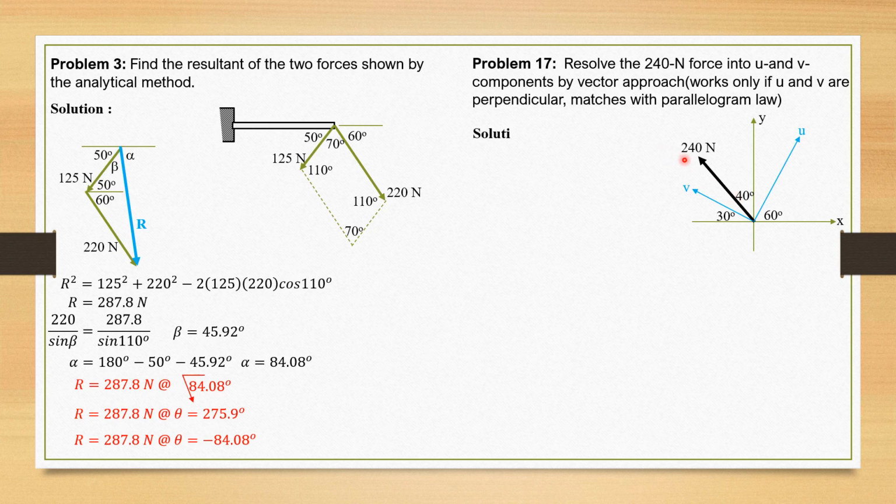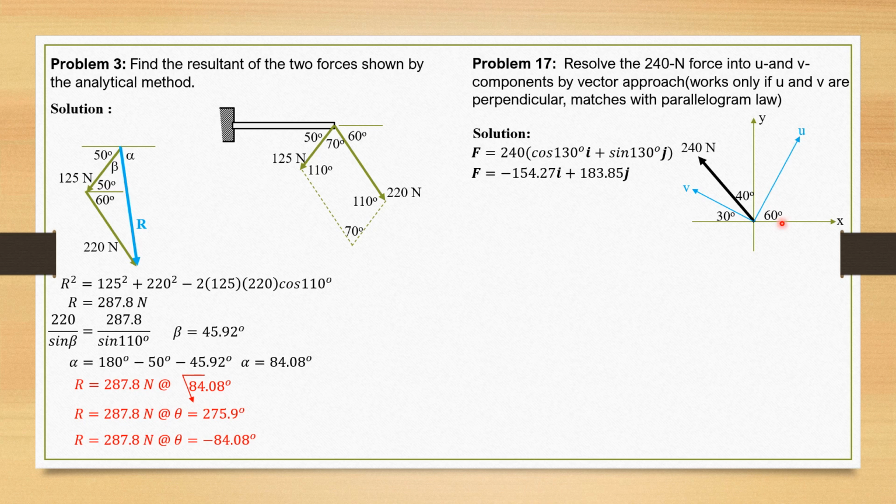In vector form, this 240 newtons is 240 cosine of 130 degrees i plus j sine of 130 degrees. This is 130 degrees, 90 plus 40. So 240 cosine of 130 degrees i plus sine of 130 degrees j in vector form. So F is negative 154.27 i plus 183.85 j.